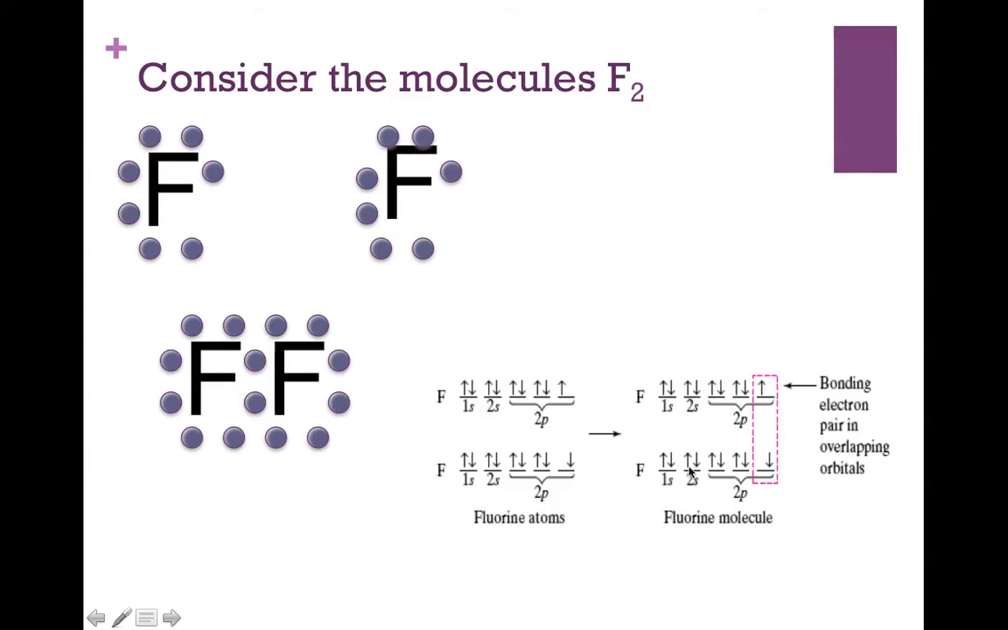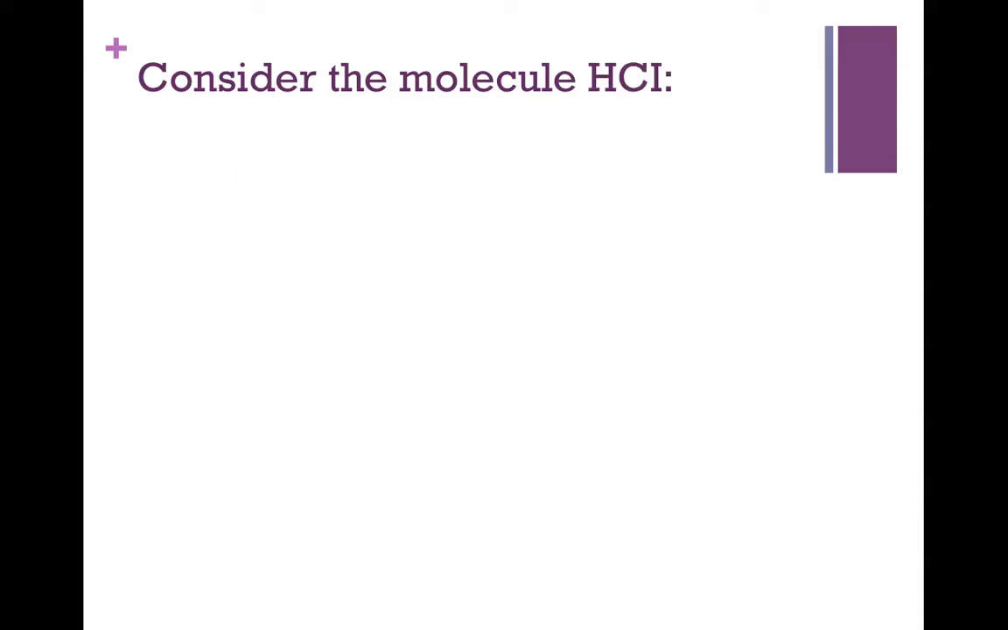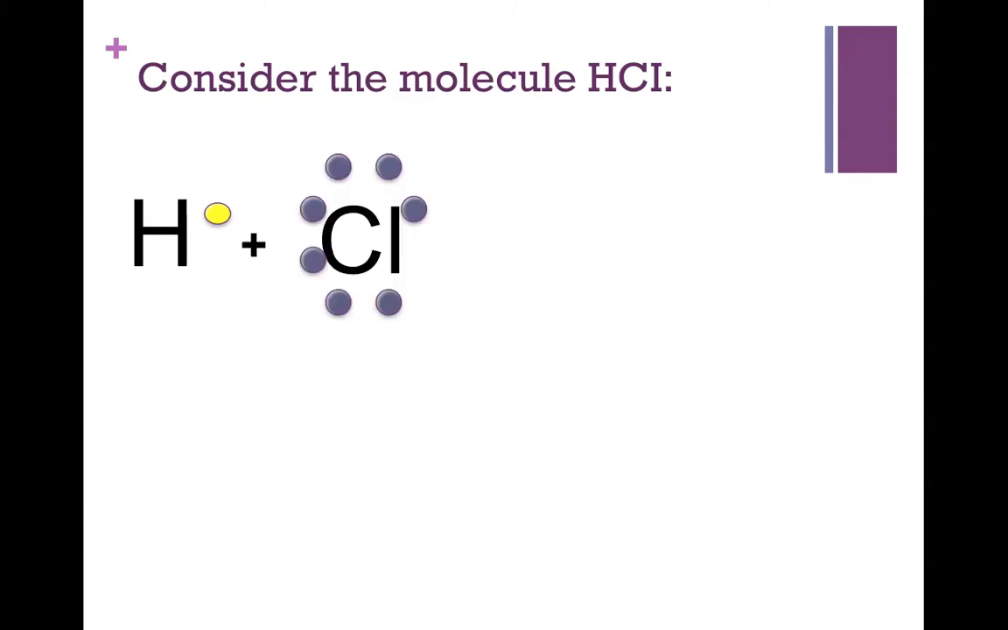So here's the electron configuration, and you can see that everything except this last pair is full, and so they kind of share those 2, and their orbitals will actually overlap. Okay, here's HCl. Hydrogen molecule, chlorine atom.